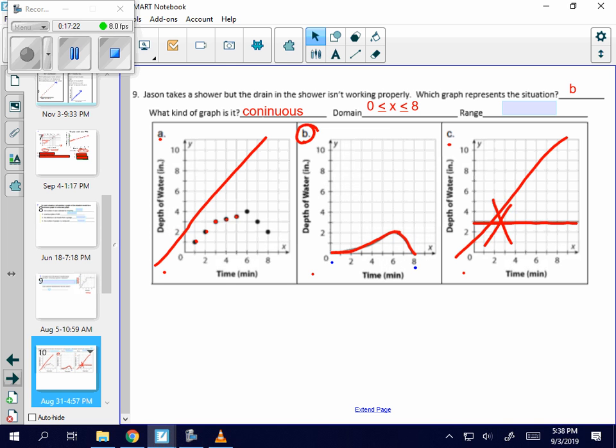And now the range. So those are my y values. How high does this graph go? Did it go to 3 or did it go to 2? You can tell better on your paper than I can. It looks like it went to 2. Started at 0, went to 2. Went as high as 2. Okay.